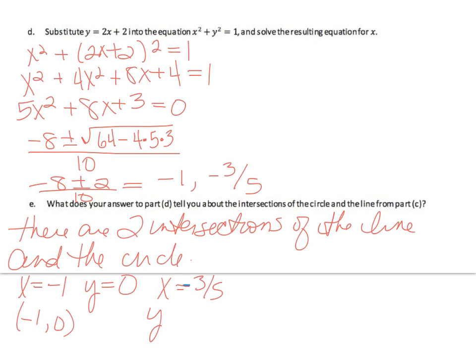Then plug that in, you would get y equals 2 times -3/5 plus 2 equals 4/5. So -3/5, positive 4/5 is the other solution. And we solved it. Okay?